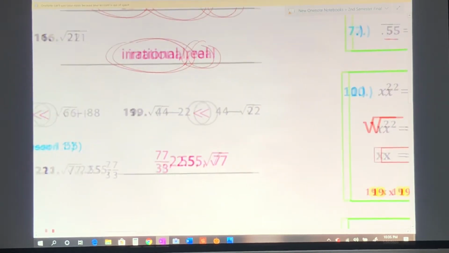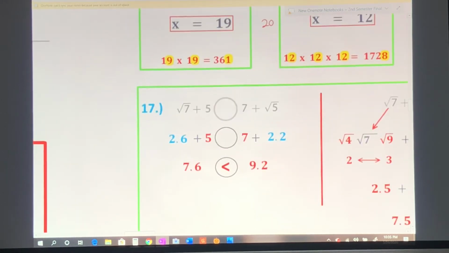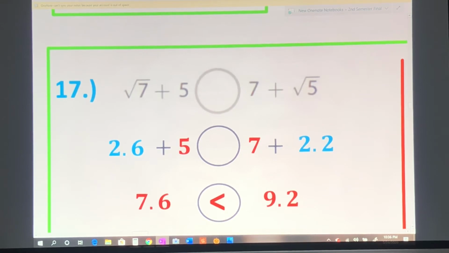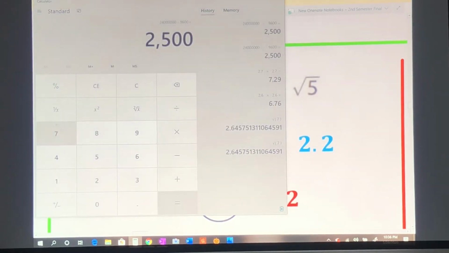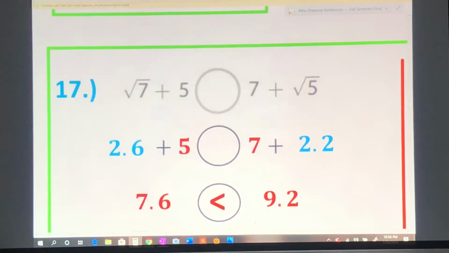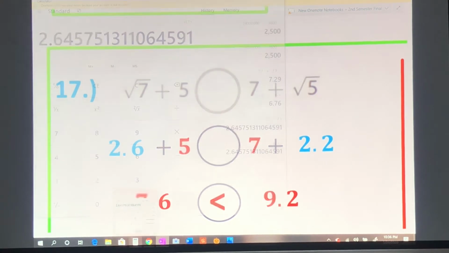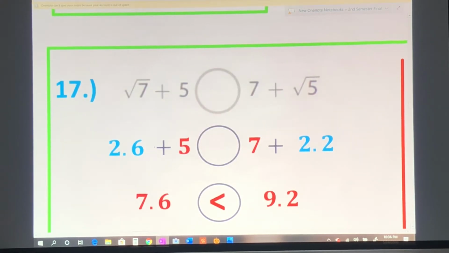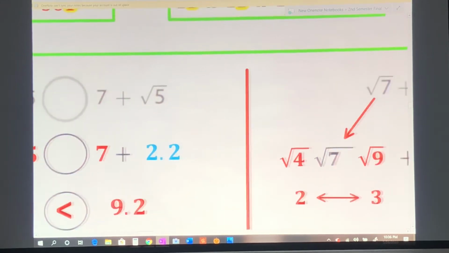Alright, let's see here. Number 17. Okay, these are kind of confusing. So I got pretty close. They might even be the exact square root. Let's see, square root of 7 is 2.64, so 2.6, and I'm assuming that's the square root also. So square root of 5, 2.2, yeah. So I got basically the square roots when you round to the tenth place to make it more accurate. So 2.6 plus 2.2 is 4.8, and it's less than. But you can also do this.